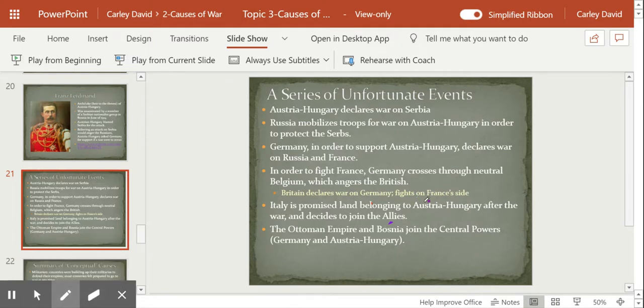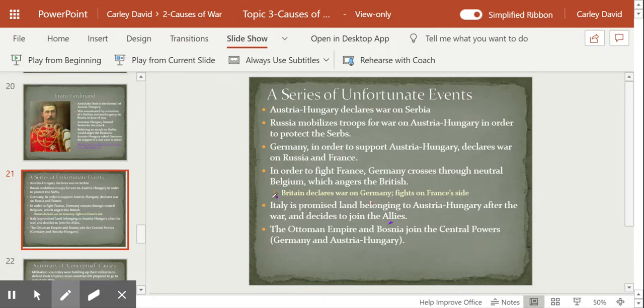Britain's not directly involved yet, but they're thinking about being involved, and they become involved once Germany crosses through neutral Belgium and causes a lot of death and destruction in their wake as they go through into France. So that angers Britain quite a bit. Belgium's like Britain's little buddy, so like Landon is to me, or Keithan maybe, or maybe Elijah. Anyway, Britain goes in to fight against Germany.